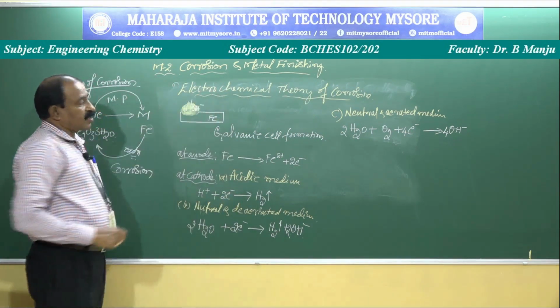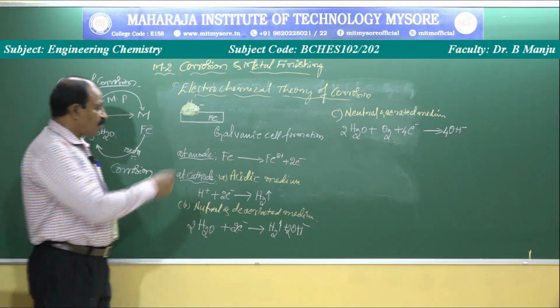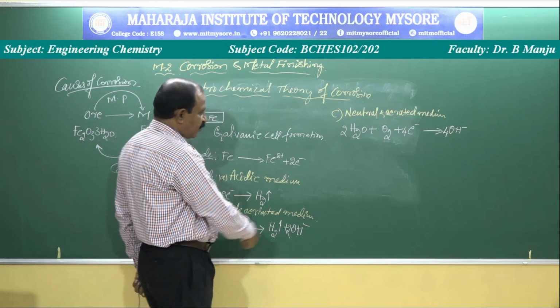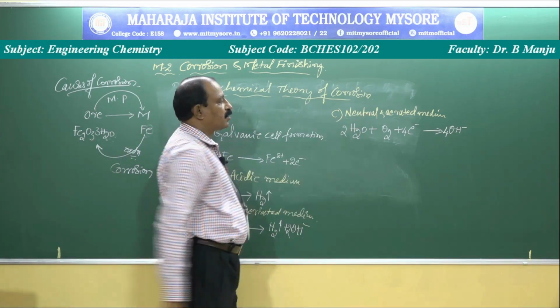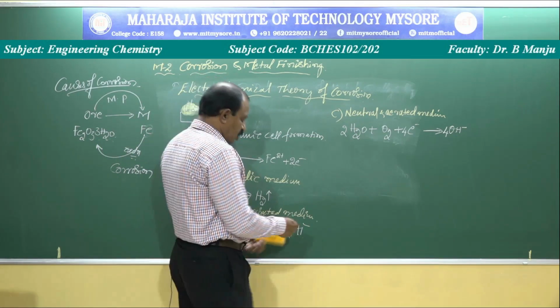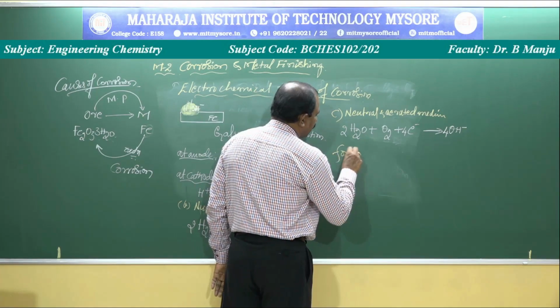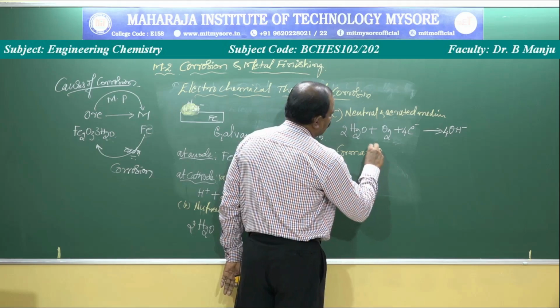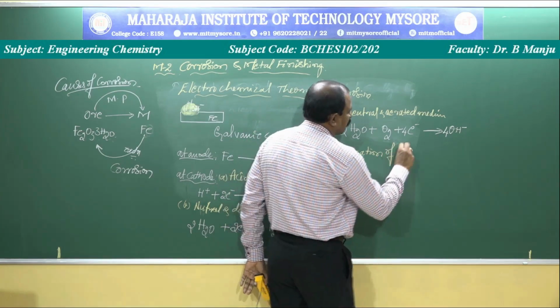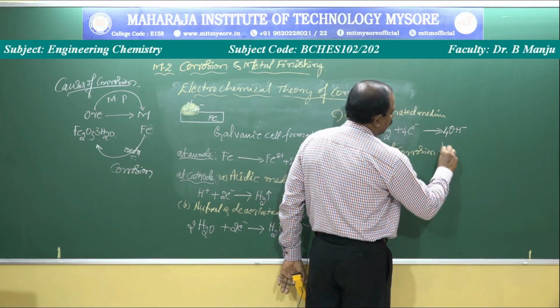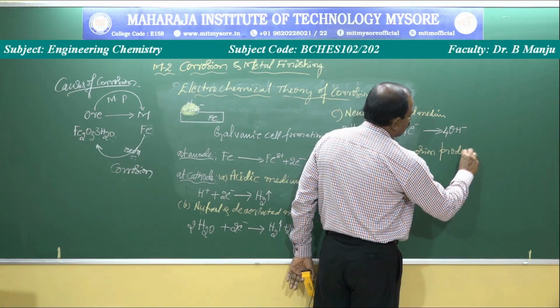Now this theory, the electrochemical theory, considers all possible conditions: acidic condition, neutral in the absence of oxygen, and neutral in the presence of oxygen. Then you come to the formation of corrosion product.